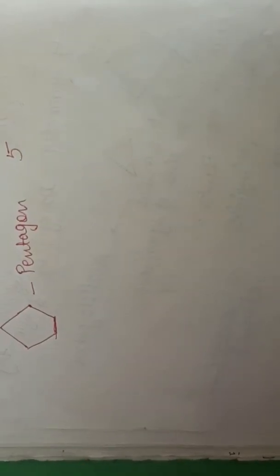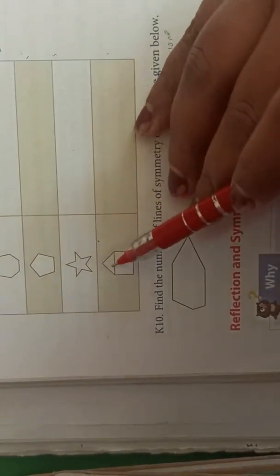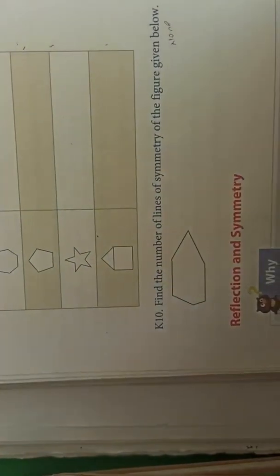The next shape given is a star shape. See here. In this also, how will you do it? Count the number of sides, right? How many sides are there? Then write the number of lines of symmetry. This you will do yourself. Next one, a triangle on a square. Clear? So here also you will find the lines of symmetry yourself.